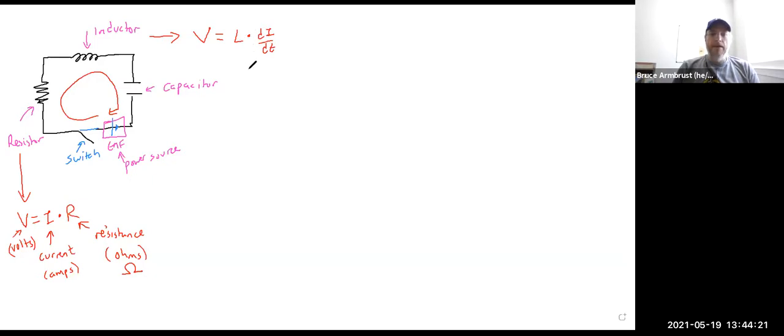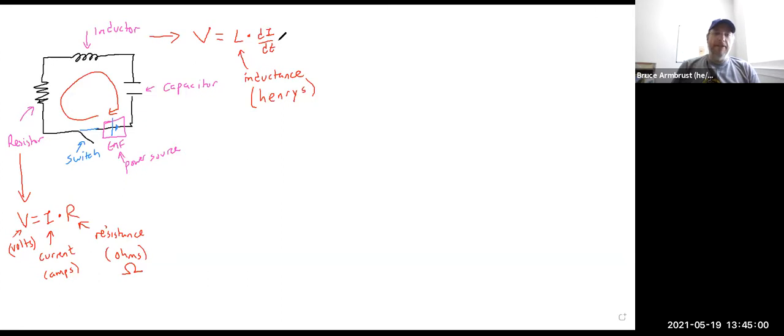The L is your inductance, and the unit of that is henries, as in the person's name. Inductance is always a certain number of henries. Just like resistance is a property of the resistor, the inductance is a property of the inductor. But the voltage drop is equal to L times di/dt, the rate of change in the current with time.